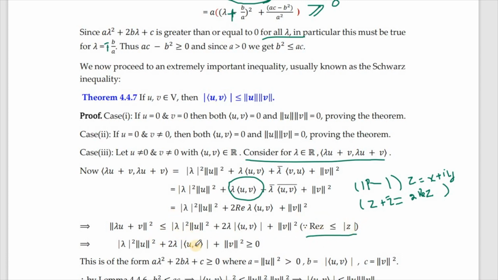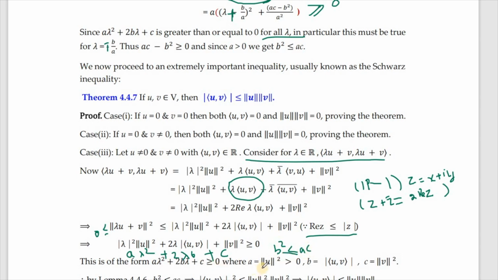So you have mod lambda square norm U square plus 2 times lambda into modulus of inner product UV plus this one retained as such. So this one is greater than or equal to 0. This one is greater than or equal to 0, and therefore the whole lot is greater than or equal to 0. Now this is of the form A lambda square plus 2b lambda plus c. So by the above lemma, this should imply that b square should be less than or equal to ac.